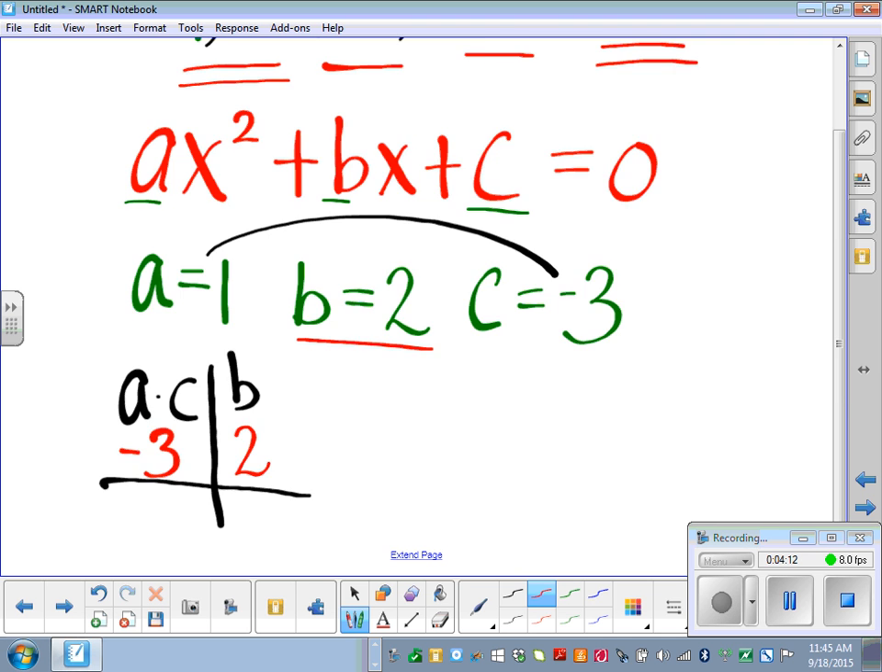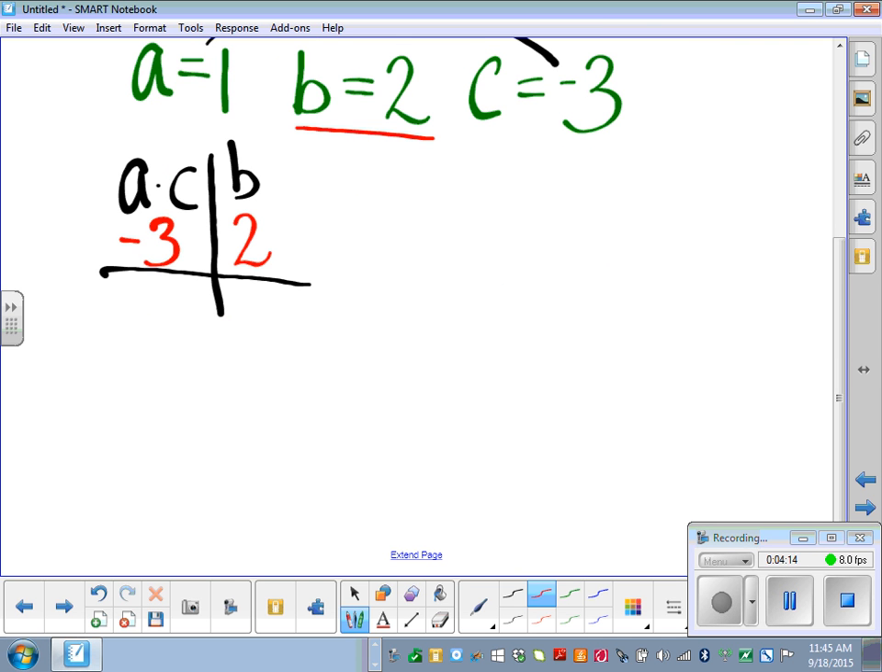So then we learned that you will list your factors out. So 1 times 3 is 3, and that's the only factors of 3. Now we have to put the negative in the correct spot because it needs to add up to be positive 2.